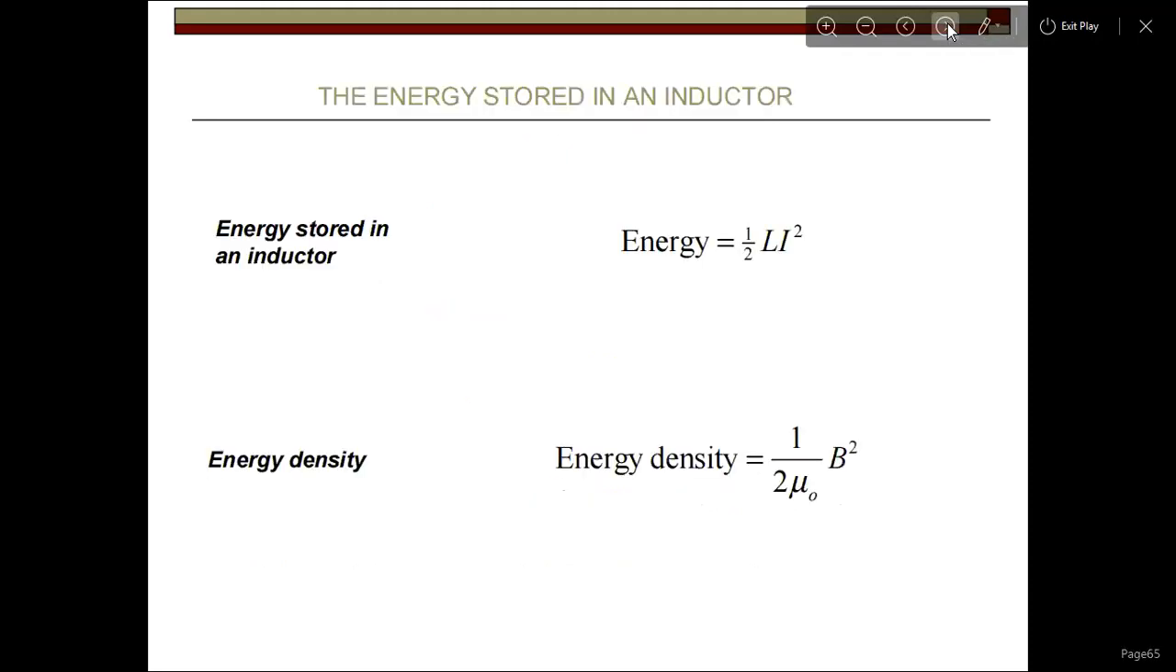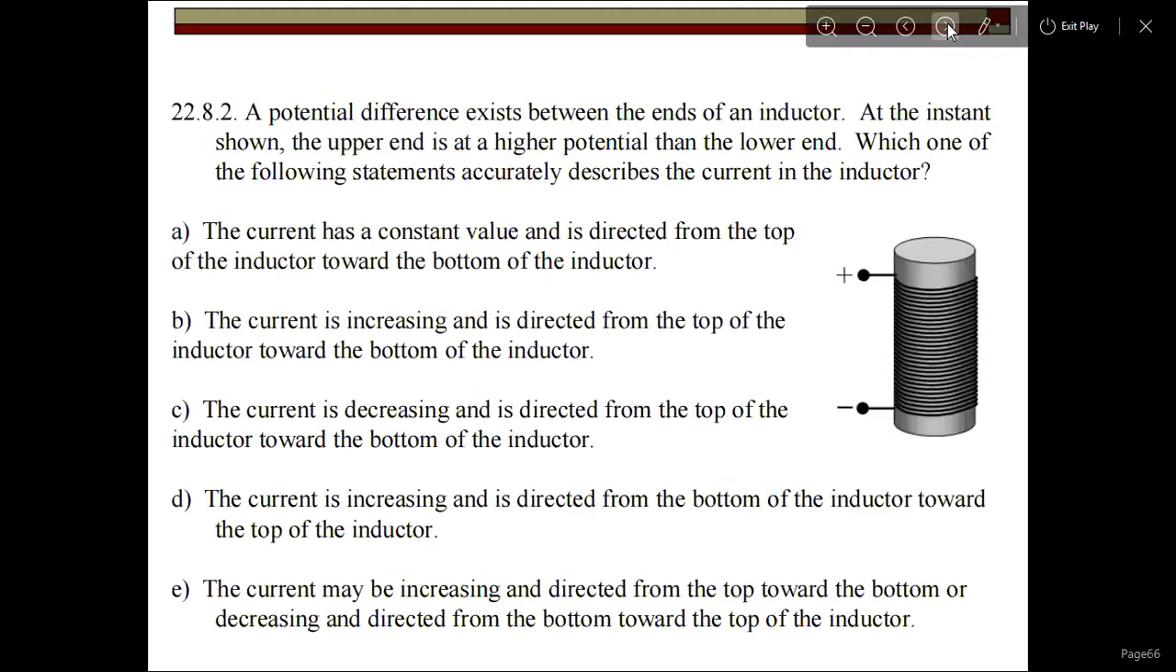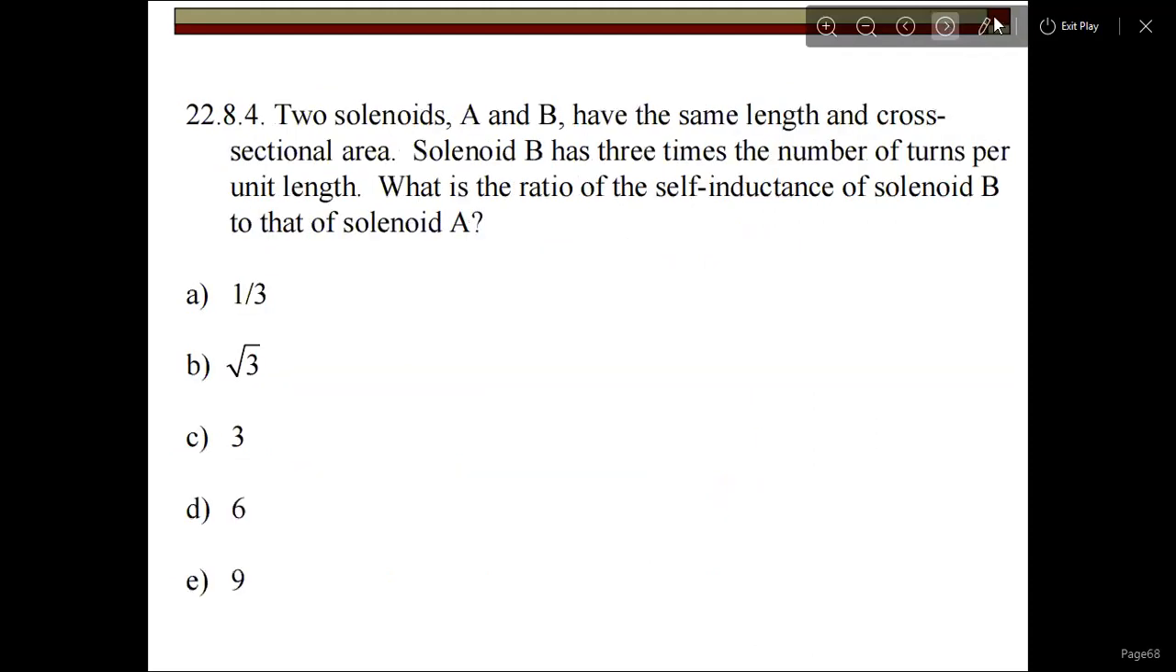Now the energy stored in an inductor is given by this formula: energy equals half L I squared. This is the property if a potential difference exists across the ends of the inductor, and this is an example.